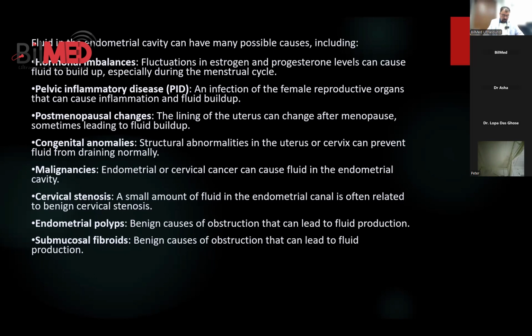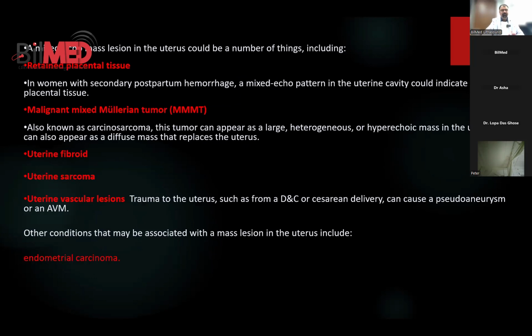So the last question is: what will be the differential diagnosis in case of a mixed echogenicity mass lesion in the uterus with cystic areas? That is, a heterogeneous area with cystic components. There are many things you have to keep in mind. First, maybe there is a retained placental tissue.